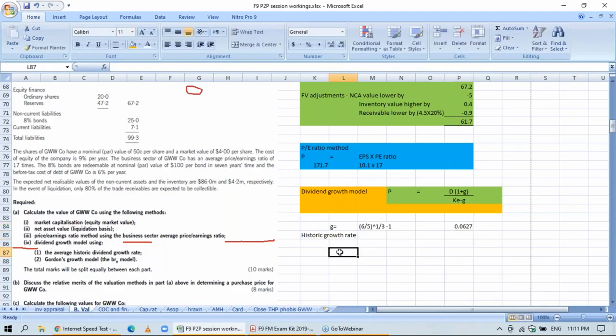And then the price will be equal to the latest dividend, which is 1.0627, divided by 0.09, which is the cost of equity. 9% is the cost of equity given in the question, 9% per year.